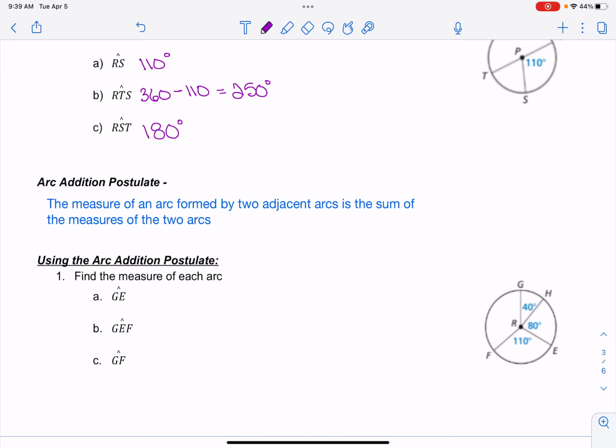So for instance, this first one, we need GE. So G all the way around to E. So we know that this little piece is 40 and this piece is 80. So to get GE, we just have to add those together and we get 120.